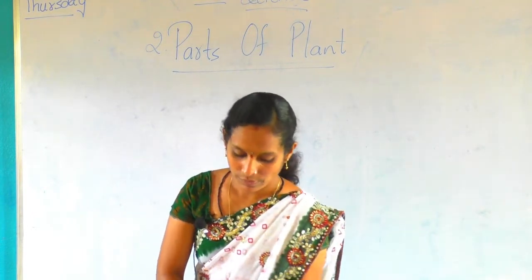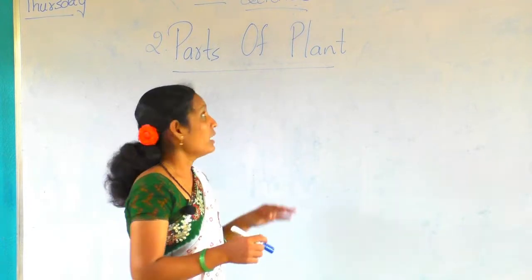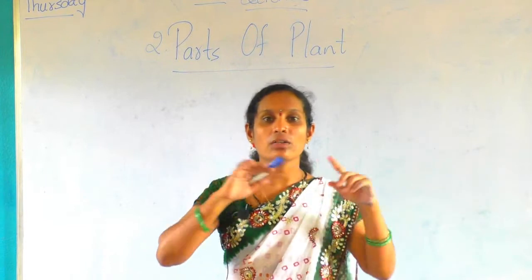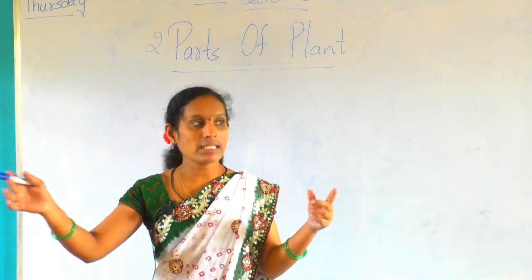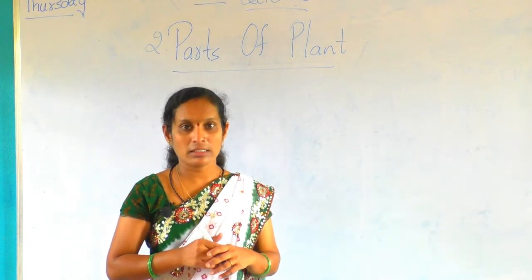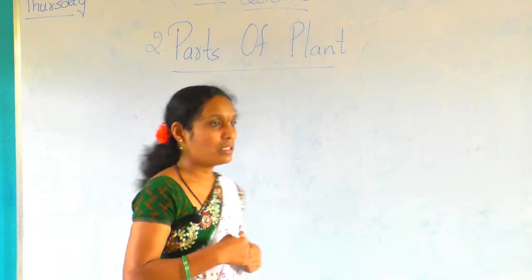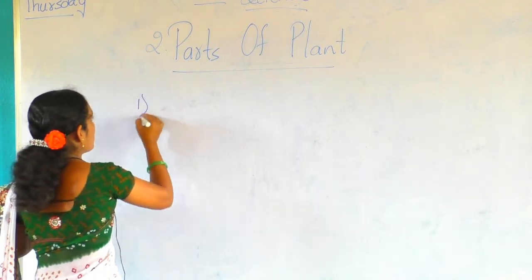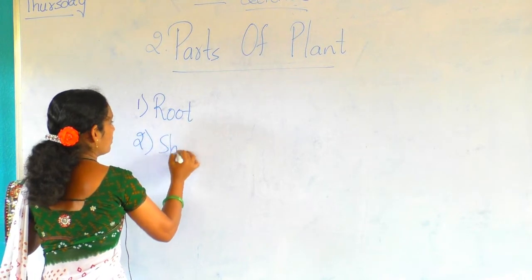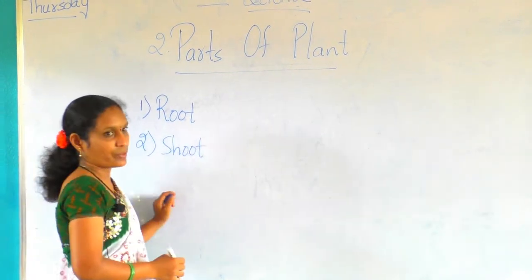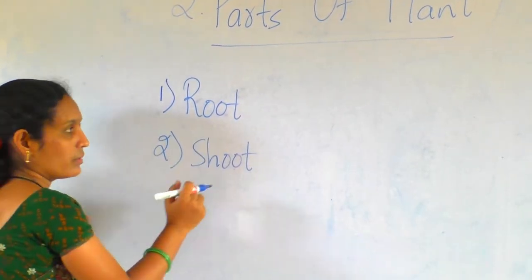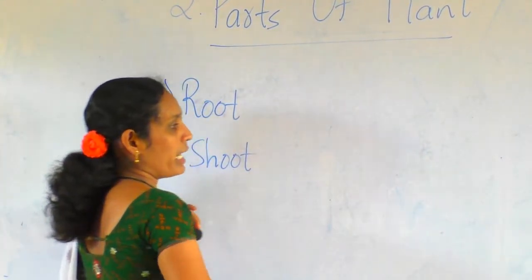See, parts of plant. Parts of plant means when you are seeing the surrounding trees or plants, we are seeing many different parts of the plant. In that plant, two types are there. First is root, second shoot. Root and shoot. Plants have two parts, that is root and shoot. What do you mean by root and what do you mean by shoot?